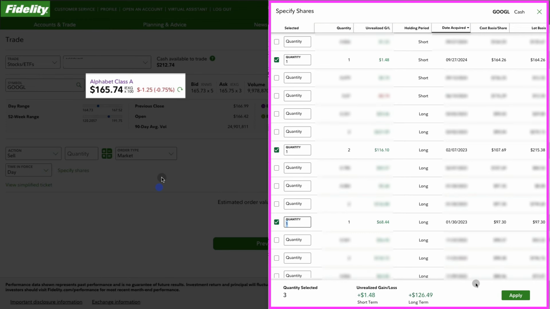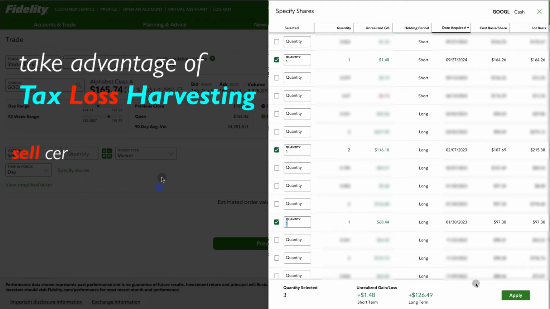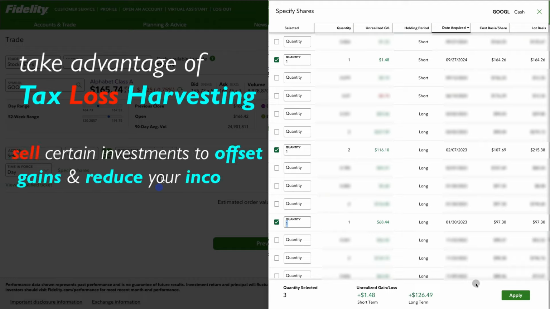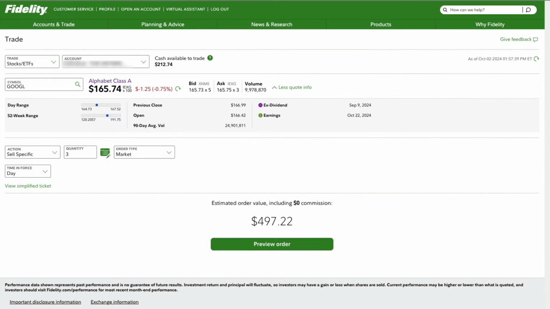This option gives better control over how much capital gains you realize and how much tax you will owe. You can also take advantage of tax loss harvesting here, meaning sell certain investments to offset gains and reduce your income. I'm going to specify these 3 shares.